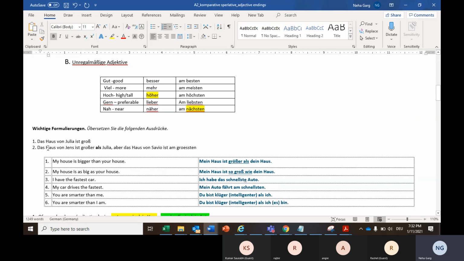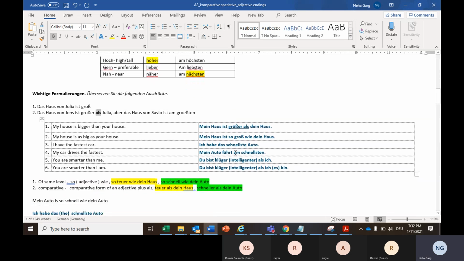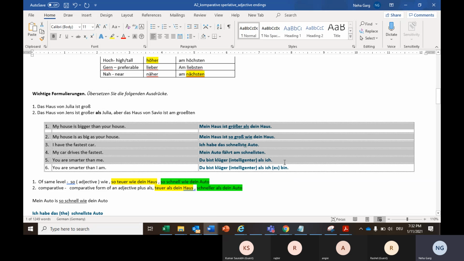Similarly, here, das Haus von Jens ist größer als Julia. The house of Jens is bigger than Julia's house. But das Haus von Savio, but Savio's house is am größten. So that is how you compare three things in one sentence. Putting als, like big, bigger than that, but something which is coming next is the biggest, or at its peak. Now, Saurabh, can you read this whole table?